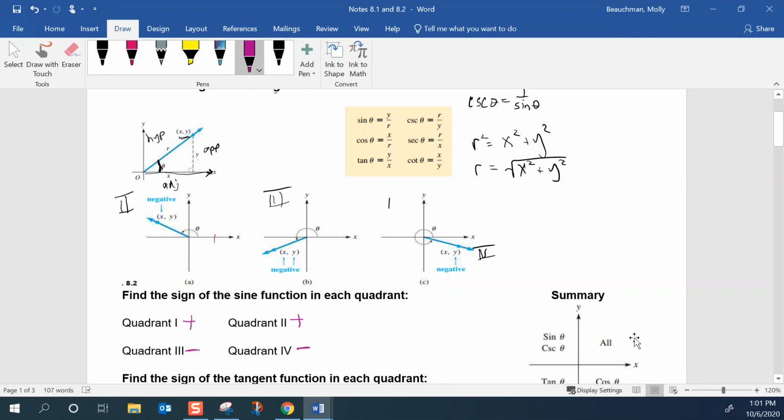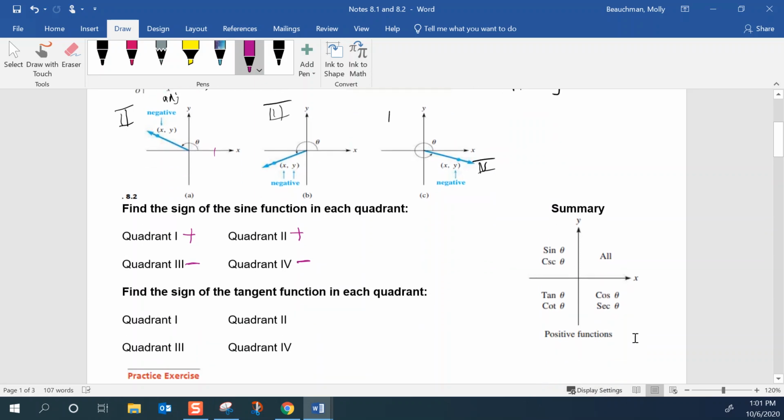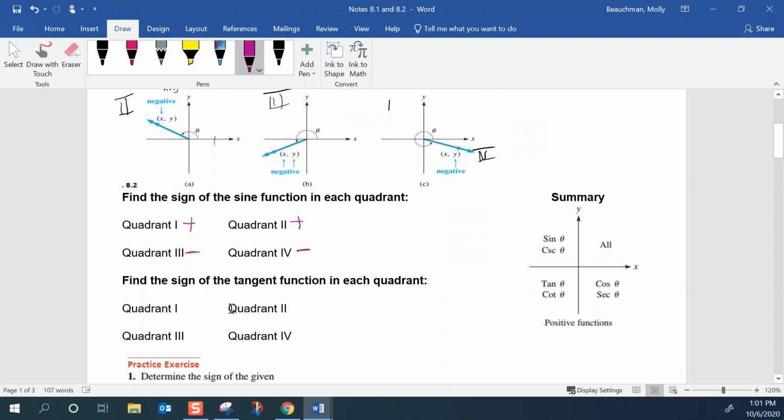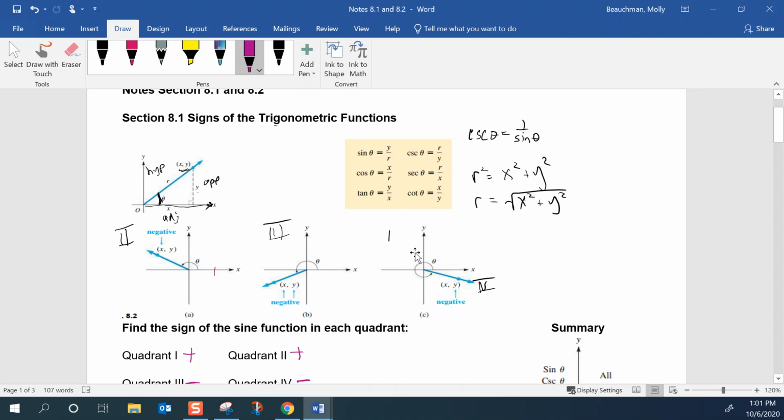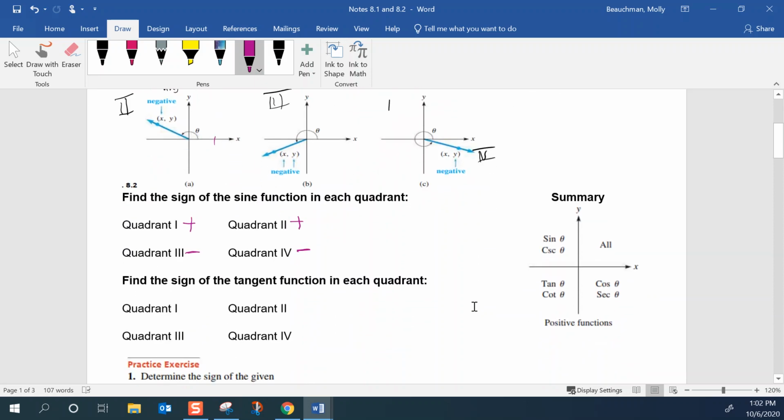Now let's do the same thing for tangent. For tangent, we have to look at the ratio in quadrants 1, 2, 3, and 4. We look at the ratio of y divided by x. So in the first quadrant, y divided by x is positive. Second quadrant, y divided by x is negative. Third quadrant, y divided by x, they're both negative, so it's going to end up being positive. And in the fourth quadrant, y divided by x is negative. So tangent is going to end up being positive in the first quadrant, negative in the second quadrant, positive in the third quadrant, and negative in the fourth quadrant.